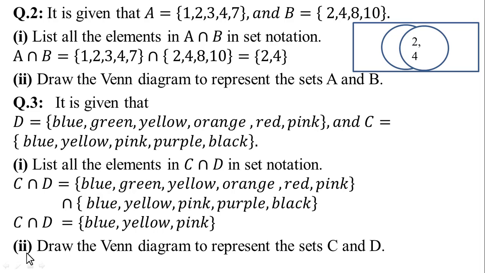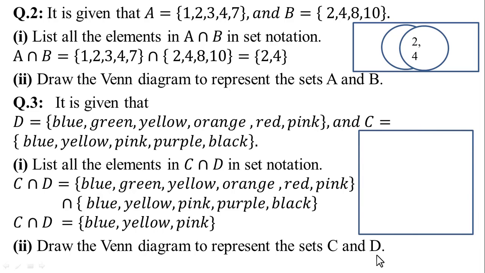Now in the second part, draw the Venn diagram to represent C and D. So first of all, the universal set, then take the first set and draw the second set. They have the common elements B for blue, Y for yellow, and P for pink. These are common, and the remaining elements are in the other parts.